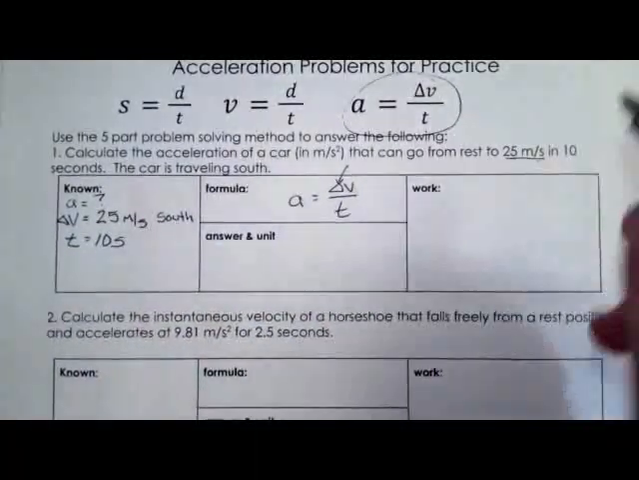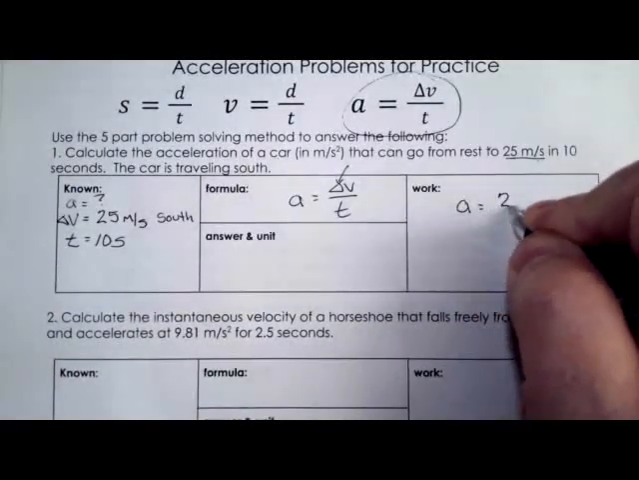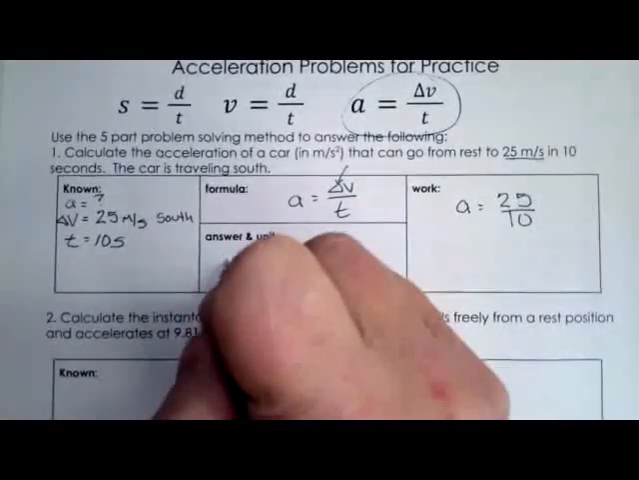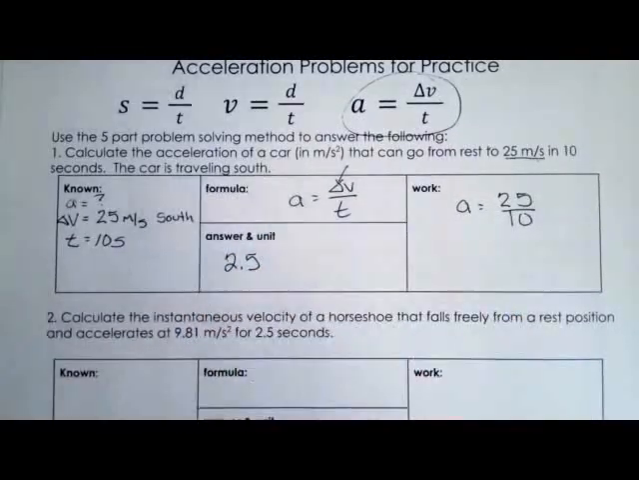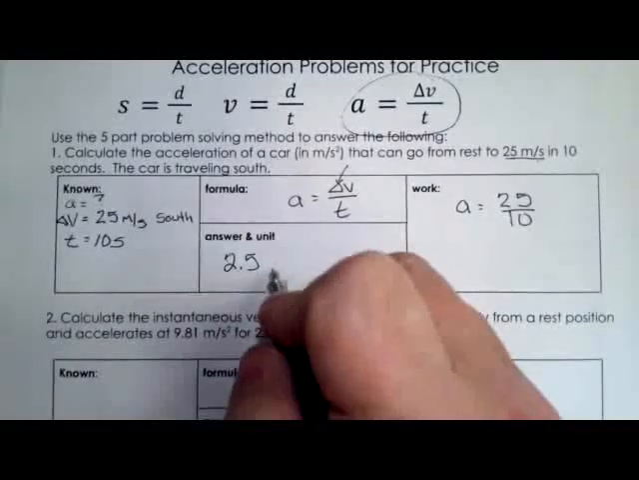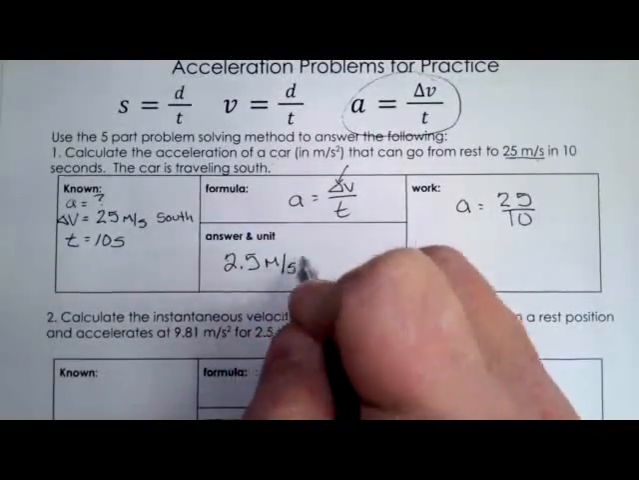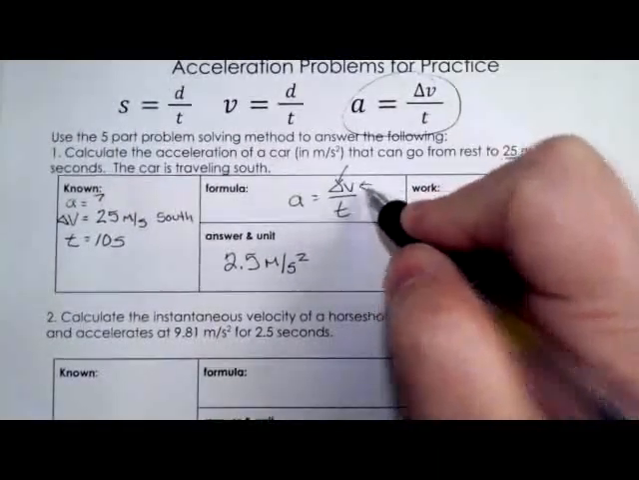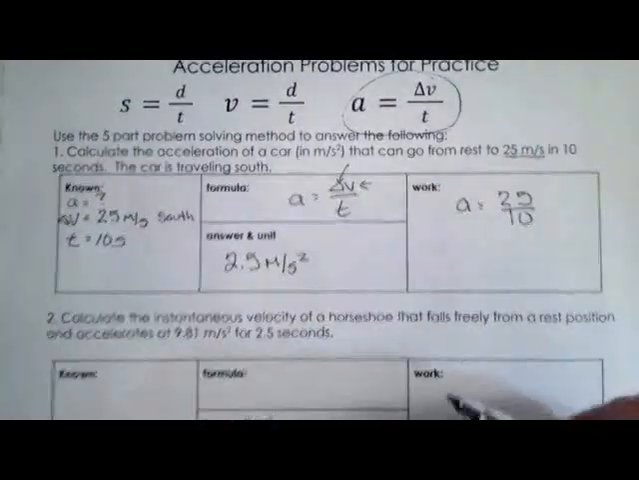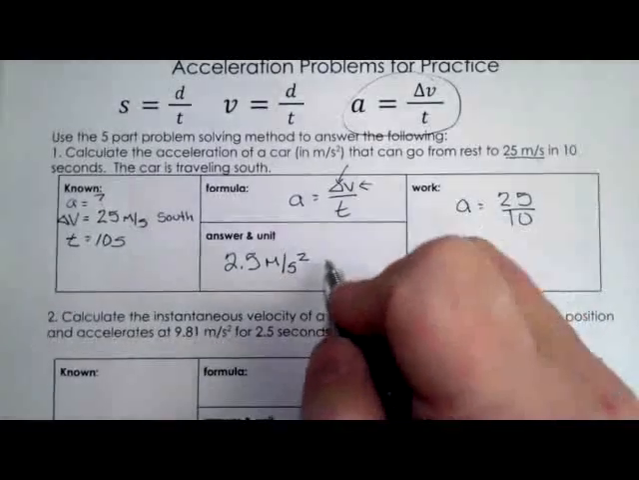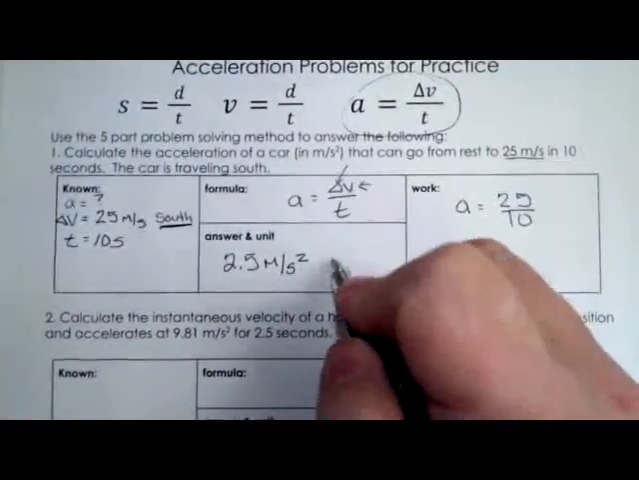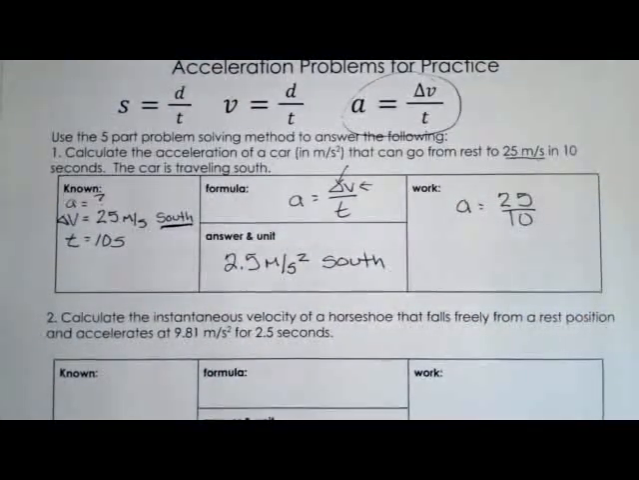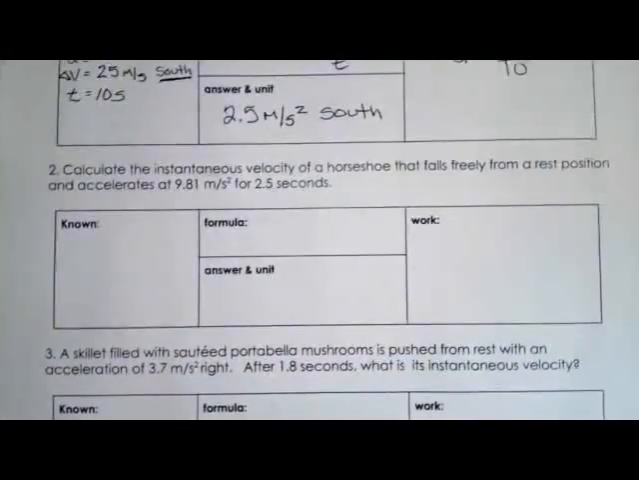So let's substitute in here. We get A equals 25 divided by the time, which is 10, and that comes out to be 2.5, and our unit for acceleration is meters per second squared. Because acceleration contains a vector quantity, it must also be a vector, so we need a direction on there, and our direction is going to be south. Awesome. Okay, next one, number 2.